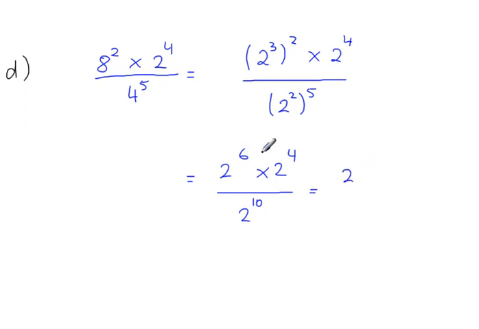Adding the indices, 6 plus 4 is 10, divided by 2 to the power of 10. Anything divided by itself is 1. Another way of thinking of this is, because we're dividing, I can subtract the indices. That gives 2 to the power of 0. Anything to the power of 0 is 1.